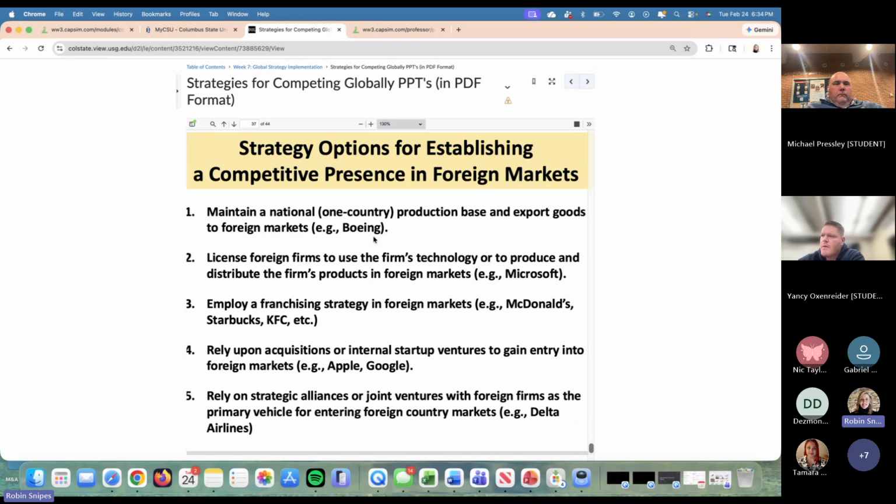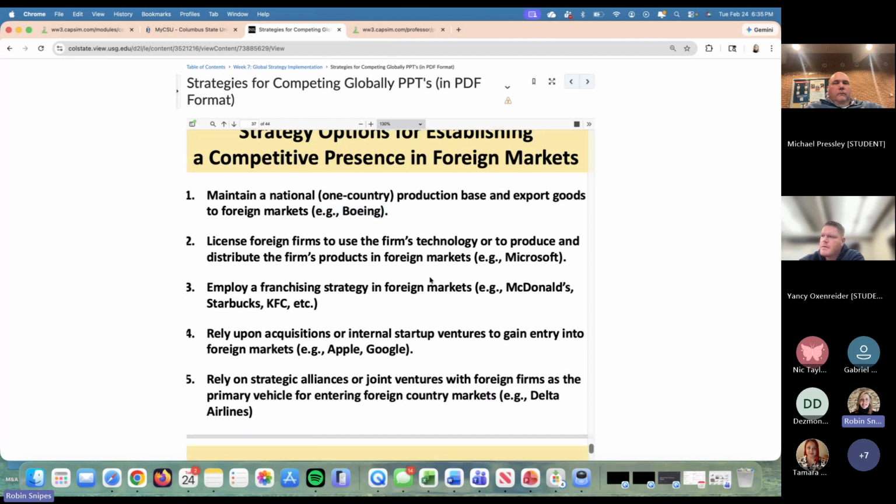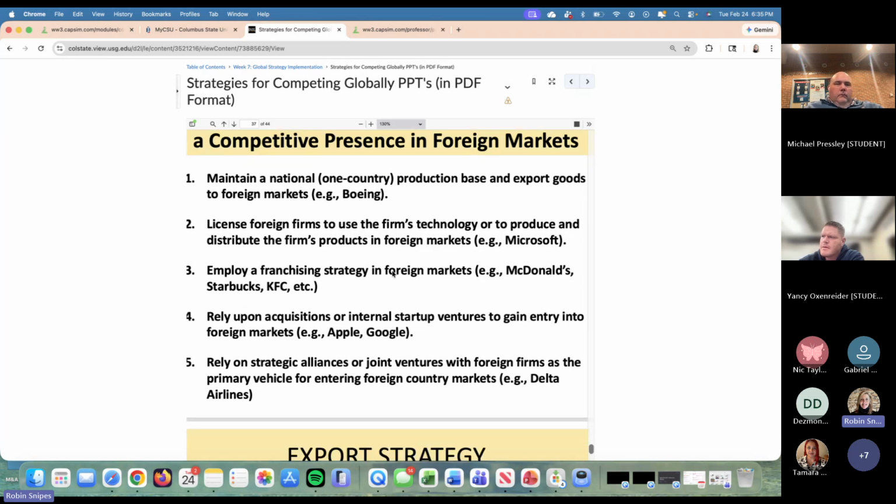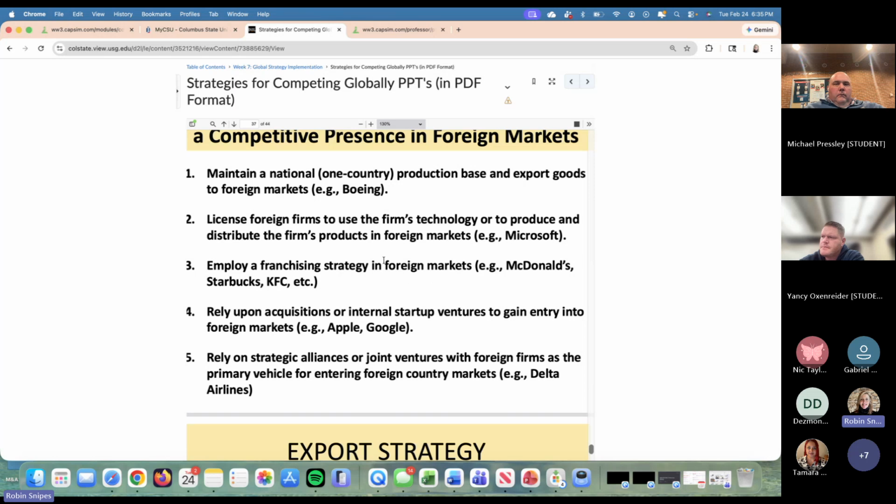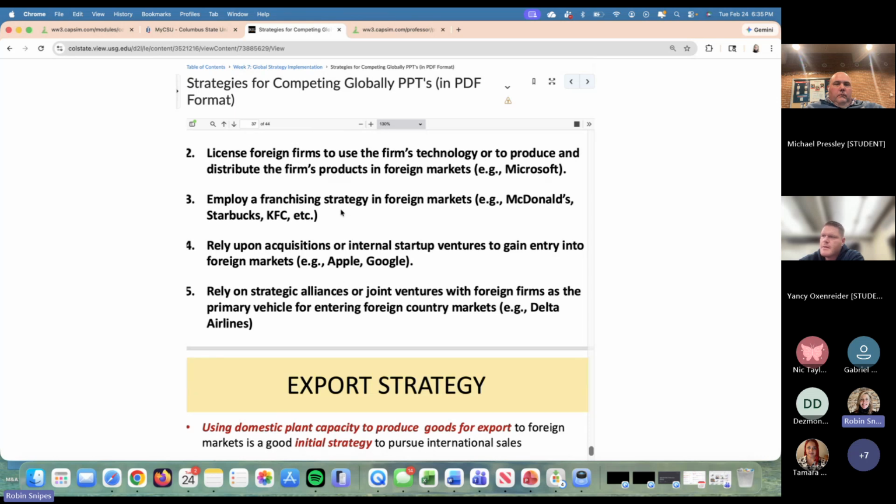And we use some examples here, American companies that are actually doing this: maintaining a national 1-country production base and exporting goods to foreign markets. I think Boeing would be a good example of that. Or licensing other firms to use your technology or distribute your products, that would be Microsoft. Or employing franchising. We can name a multitude of American companies doing that, with McDonald's. If you travel abroad, you see these franchises all over the world.